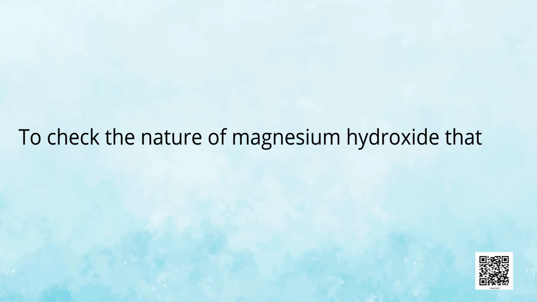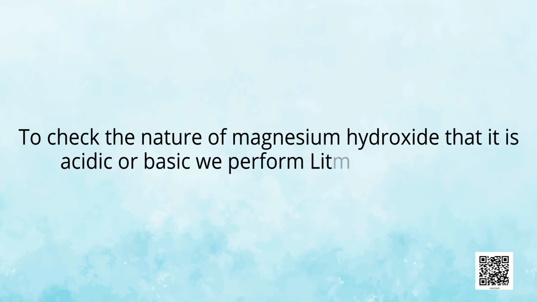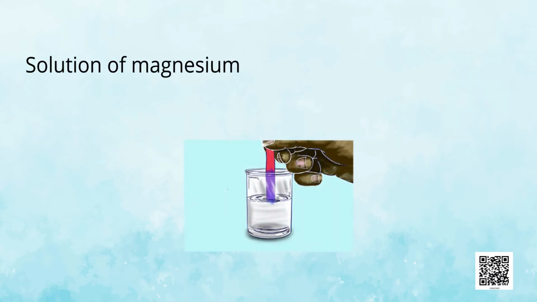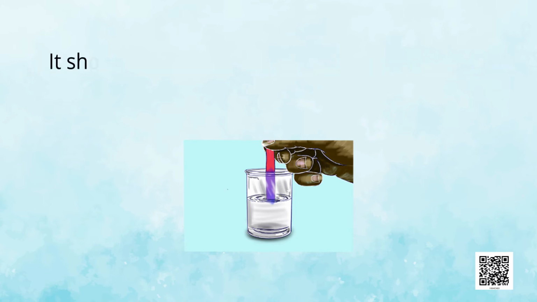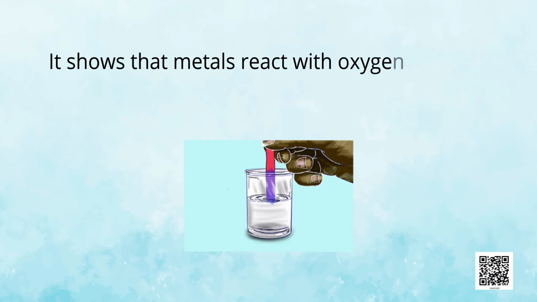To check the nature of magnesium hydroxide, whether it is acidic or basic, we perform the litmus paper test. We see that in this solution of magnesium hydroxide, red litmus paper changes to blue. It shows that metals react with oxygen and form basic oxides.